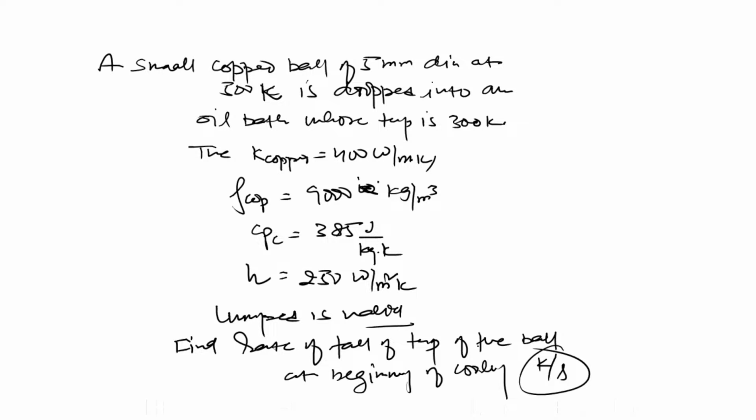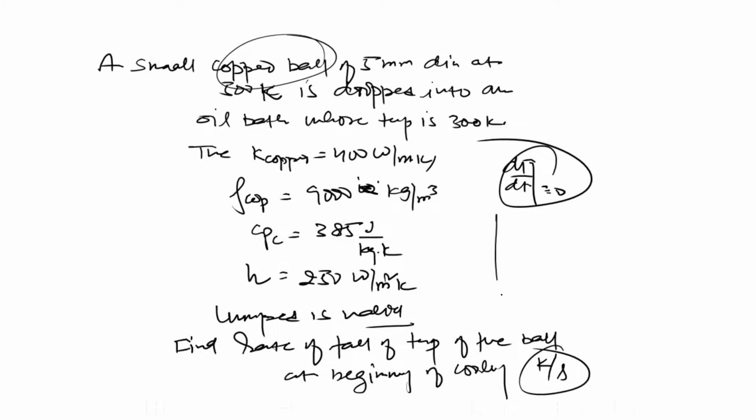Lumped is valid. Means obviously the temperature of the ball will keep decreasing with time. They're asking what is the dT upon dt at time t equal to 0. Question is clear, at the beginning. If cooling is taking place, then theta t upon theta i is maximum at the starting, and then it decreases with time. Slope is like this. Slope is decreasing continuously. So how can you find this? Anyone?